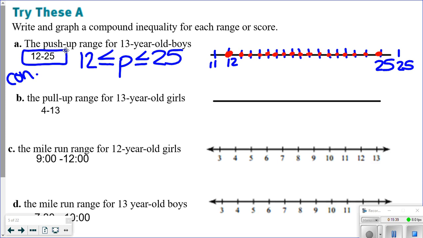Question B, the pull-up range for 13-year-old girls. So look up in your table. Pull-up range for 13-year-old girls. It's a range of values from 4 to 13 and everything in between. So the lowest number that we can get is 4. Our highest number is 13. They don't tell us which variable, so let's just use a P for pull-ups. Our pull-ups have to be greater than or equal to 4, less than or equal to 13. And everything in between.